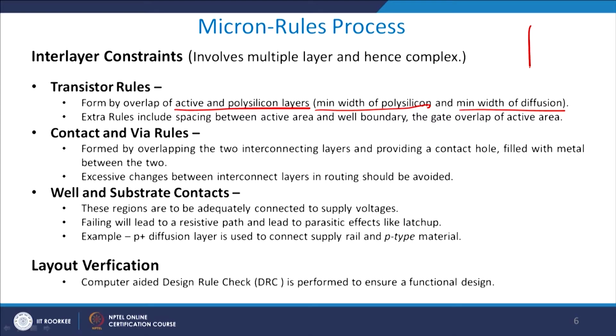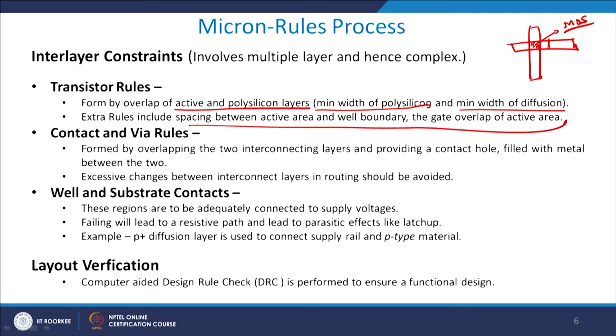So if you have something like this as a poly and you have something like this as a diffusion, then typically this is your active MOS device, transistor, which you see. What are the extra rules? Include the spacing between active area, well boundary, and gate overlap active area. So you need to set up what is this distance, how much should be this distance, and so on and so forth. Now contact and via rules.